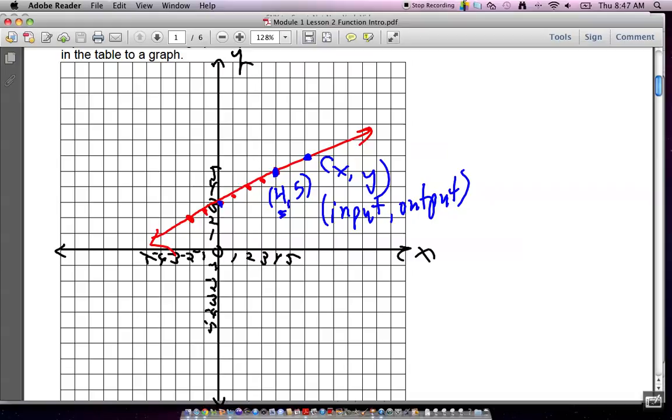When the input is 0, what is the output? 3. Excellent. So that information is contained in the graph. Now, it doesn't come right out and label every point as input, output, input, output, input, output. You need to be able to figure that out.